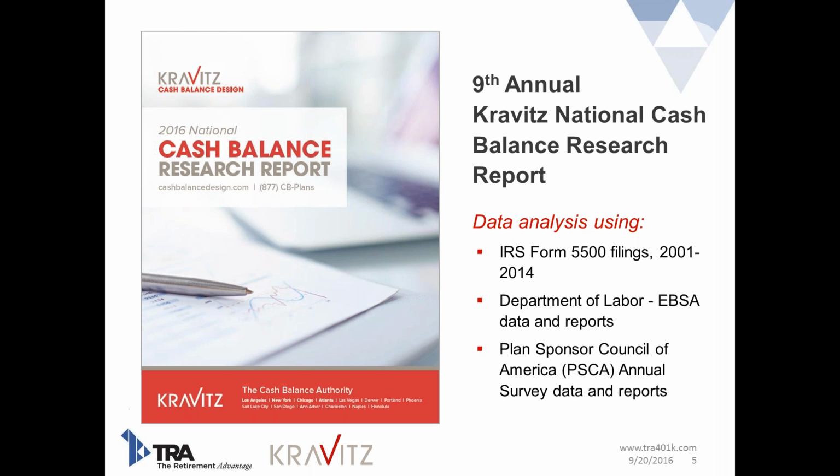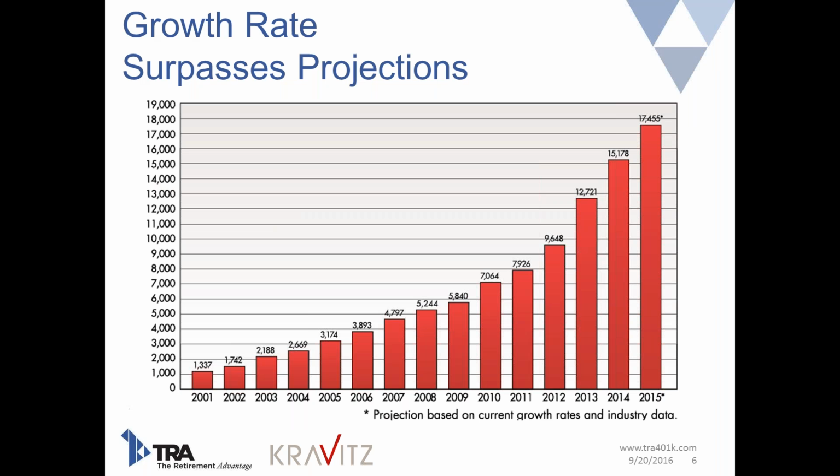So like I shared with you, for the last 9 years, Kravitz has been publishing a cash balance research report where we gather all the Form 5500s that were filed, really collected over the last 15 years. We go through that information, and then we report back to the marketplace what we see each year. And what we see is what I'm showing here.